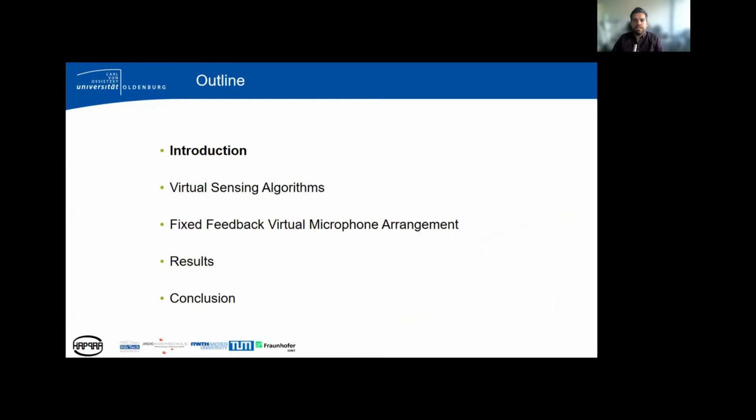The outline of today is going to be the following. First, I'm going to give you an introduction into the topic of ANC headphones, followed by a general description of how virtual sensing algorithms work. Third, I'm going to describe the proposed procedure that we use to optimize a fixed feedback ANC controller when we only have an internal microphone at this position by assuming an FIR filter structure for the controller and applying a virtual sensing algorithm called virtual microphone arrangement.